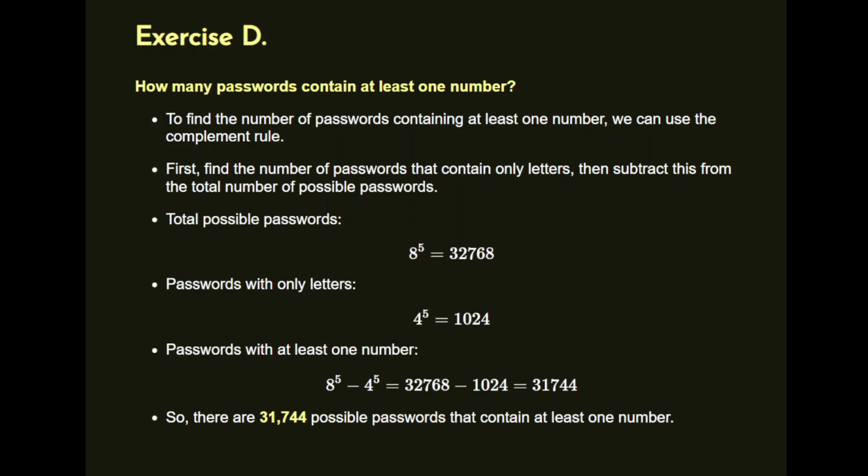The total number of passwords again is 32,768, whereas the passwords that only contain letters is 1024. So the passwords with at least one number is the difference between the two. That is 8 to the power of 5 minus 4 to the power of 5, 32,768 minus 1,024, which is 31,744. So there are 31,744 possible passwords that contain at least one number. The complement rule is the trick there.